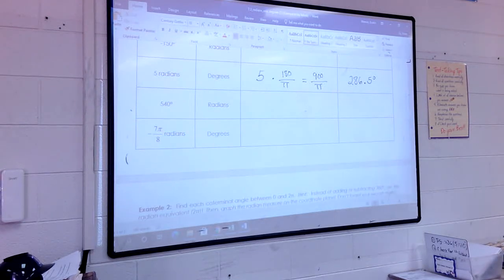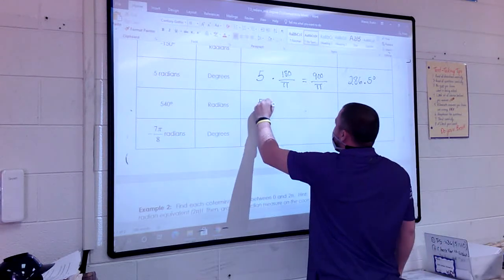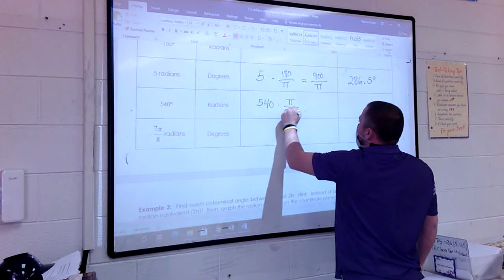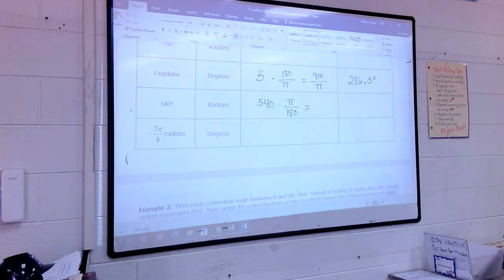Now, 540, you want to change that to radians, so we're going to do 540 times pi over 180. So we're basically saying what is 540 divided by 180? 3. So it's 3 pi.